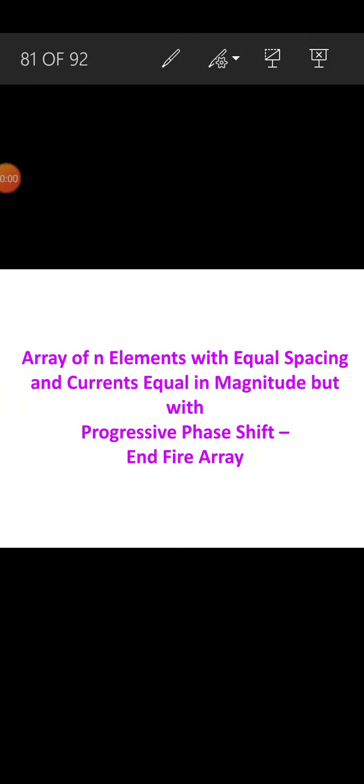Welcome to this presentation. In this module, let us have an insight into the endfire array. That is, an array of n elements with equal spacing and currents equal in magnitude but with progressive phase shift.